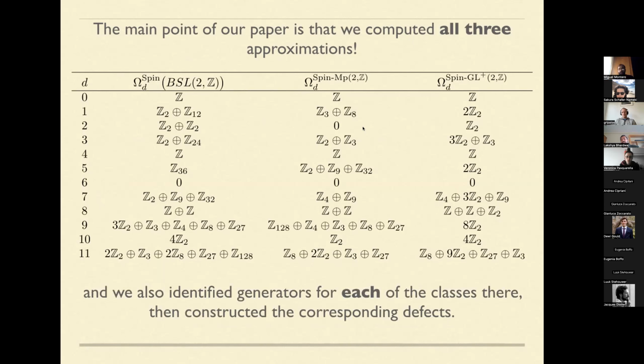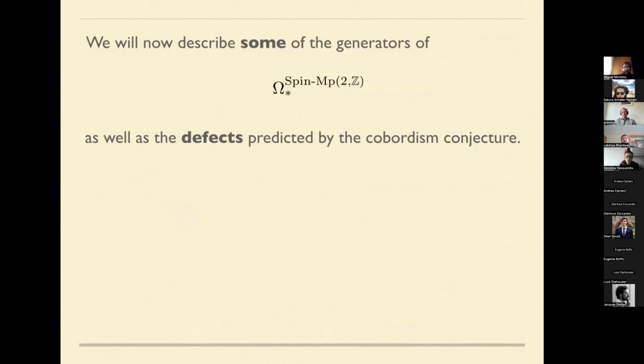So yeah, we computed this, and then we found all the classes. And now I'm going to tell you something about the generators and the defects that we get. So we've spent 40 minutes building up. Let's reap some rewards.